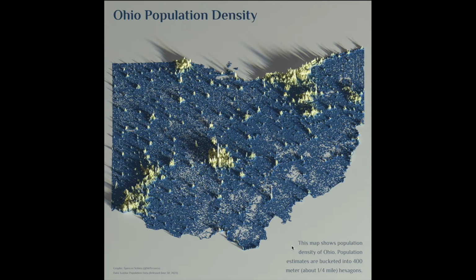Hello, my name is Spencer Sheen, and I am creating this video tutorial on how to make a 3D graphic such as this one that shows Ohio population density. I first started making these graphics as part of the 30-day map challenge in November.